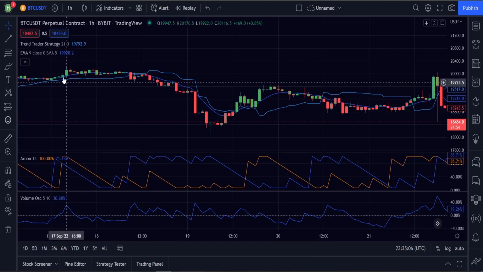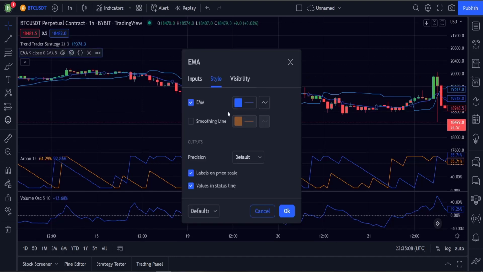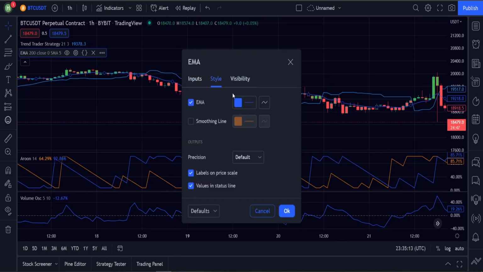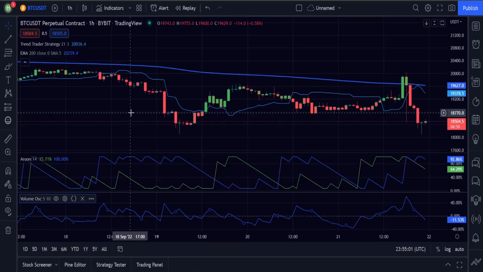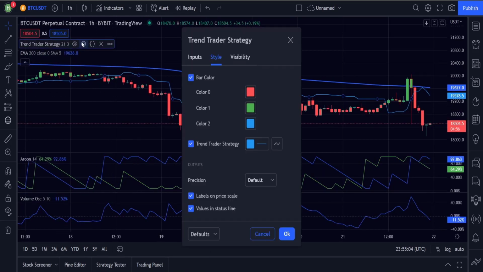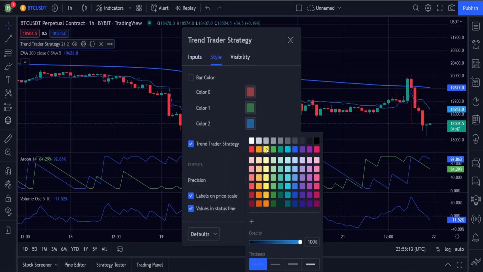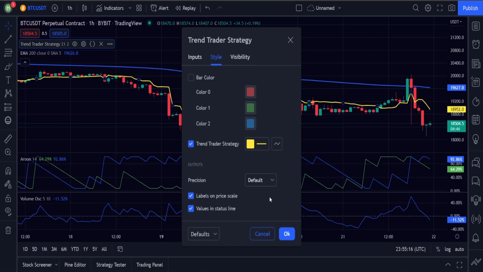Okay, now we need to adjust settings for all of these indicators one by one, so we'll open settings for our moving average and change this from 9 to 200, and make the line a bit thicker. Now in settings for Trend Trader, we'll get rid of these bar colors and change the multiplier from 3 to 2. Also, we'll change the color of the line to make it more prominent.